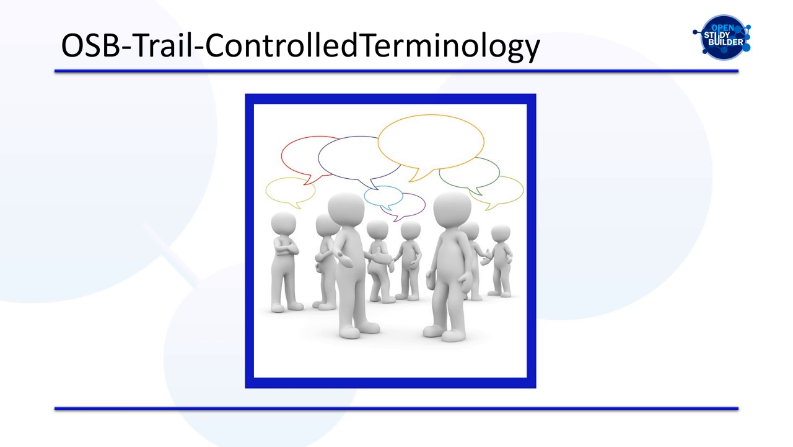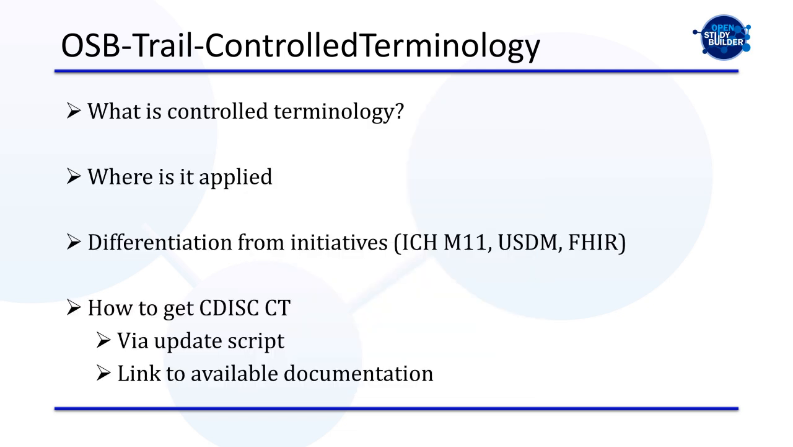In the next steps, we have discussed controlled terminology: what it is, where people are struggling, what ideas we have, and what kind of documentation we additionally want to have. For example, we collected the following questions. What is controlled terminology? We would like to have a definition here. Where is it applied? The differentiation from initiatives: how does controlled terminology look in contrast to M11 definitions or USDM definitions? The next question is how to get CDISC controlled terminology. For the OpenStudyBuilder, there are update scripts available, and the link is available in the documentation.